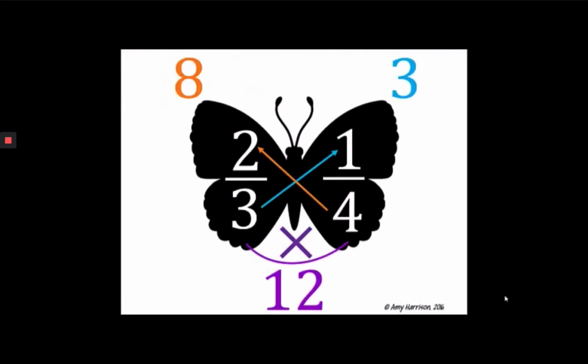Here's what we have so far. We multiplied the diagonal 4 times 2 to get 8, the diagonal 3 times 1 to get 3, and the denominators 3 times 4 to get 12. And just like that, we have successfully completed the butterfly method, and now we're ready to compare, add, or subtract. Or hey, we could do all three.